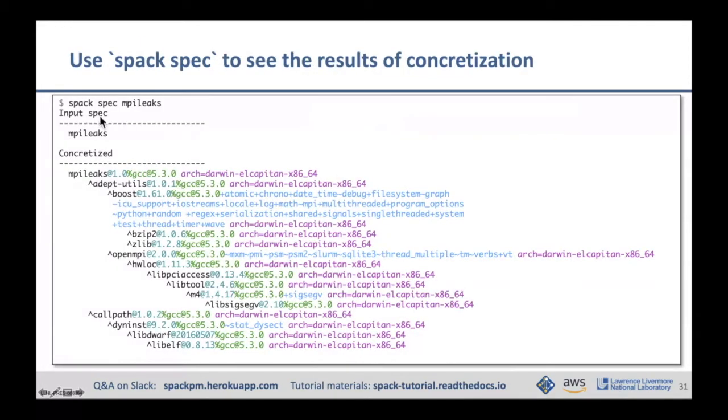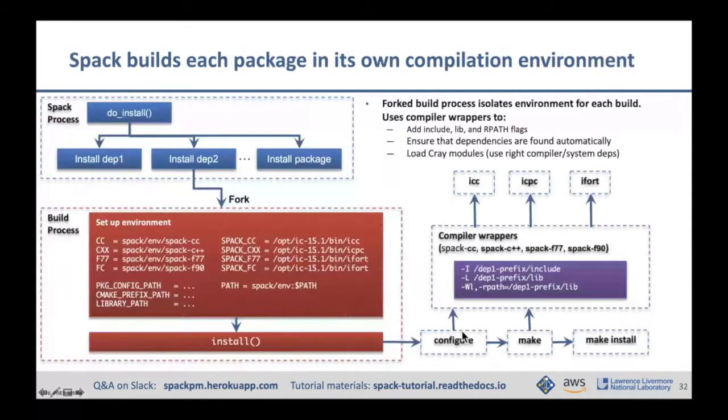And spack spec basically shows you the result of concretization. You saw this earlier. If you want to see what Spack would install if you said mpileaks, this just runs the concretizer. It says, okay, my spec is mpileaks. It doesn't have any constraints. Here's what I get if I flush out all the dependencies on that. So it's telling you what it would do.